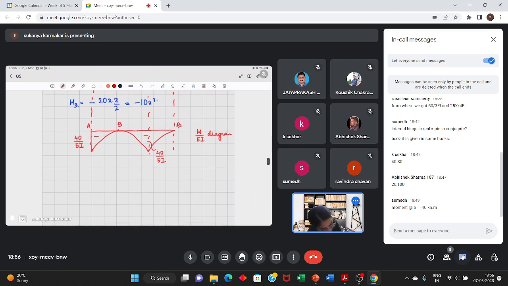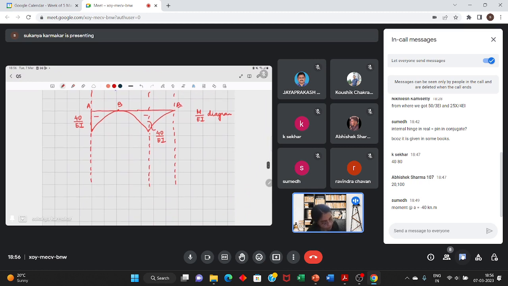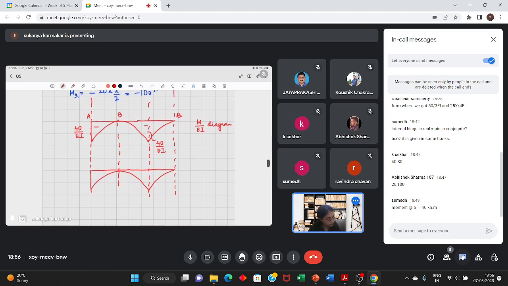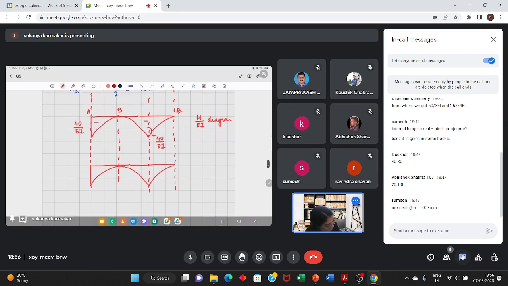So now draw the conjugate beam. So first draw the loading. This is the load. The bending moment diagram is negative, so the load is in the vertically upward direction.